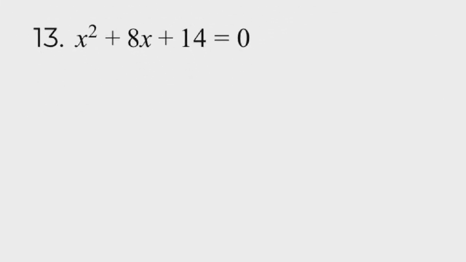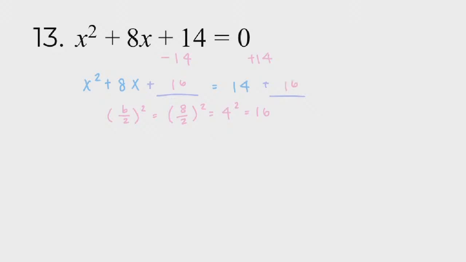So in number 13, the first step is to move the 14 over to the other side. So we have x squared plus 8x equals 14. So we're going to add a number here. And to figure out what that number is, we're going to use b over 2 squared. So in this problem, b is 8. 8 over 2 squared is 4 squared, which is 16. So we're adding 16 to both sides of the equation. And we have to add it to both to keep the equation balanced.